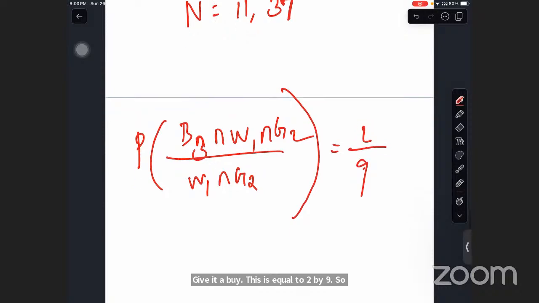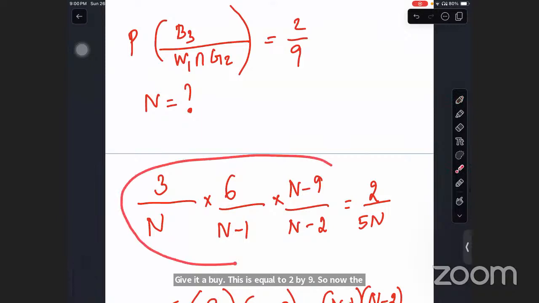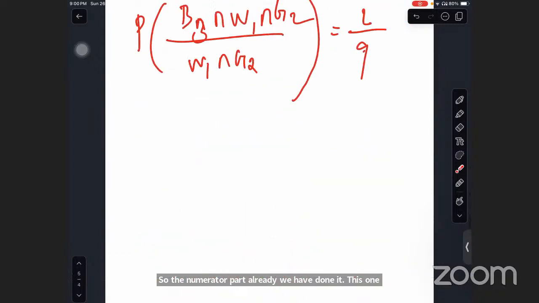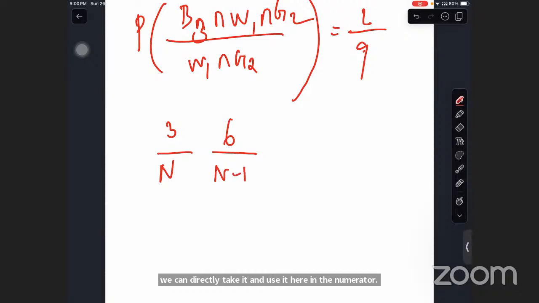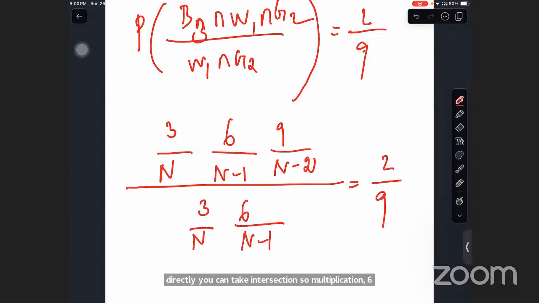Now the numerator part we have already done. This one we can directly take and use here in the numerator. So 3 divided by n and 6 divided by n minus 1 and 9 divided by n minus 2. This whole thing divided by W1 intersection G2. Again, they are independent events, so multiplication theorem you have to apply: 3 by n into 6 divided by n minus 1. This is equal to 2 by 9.